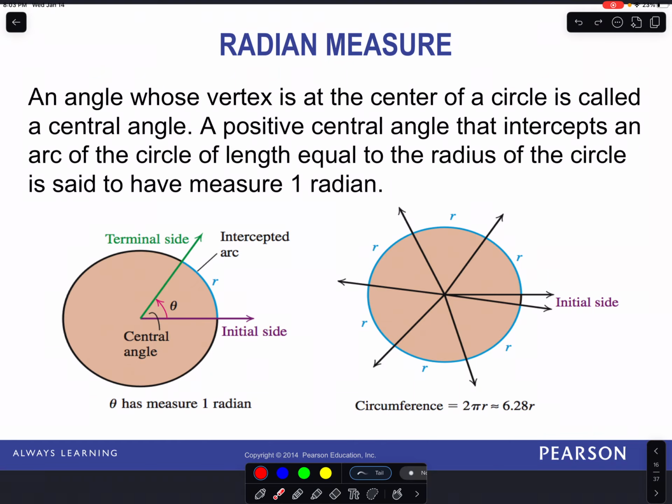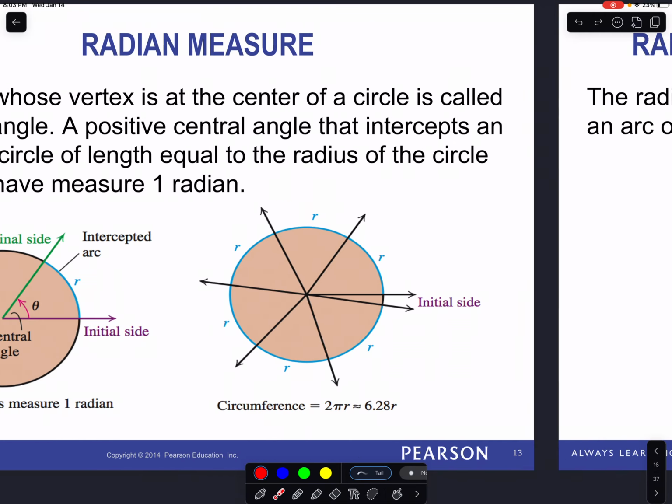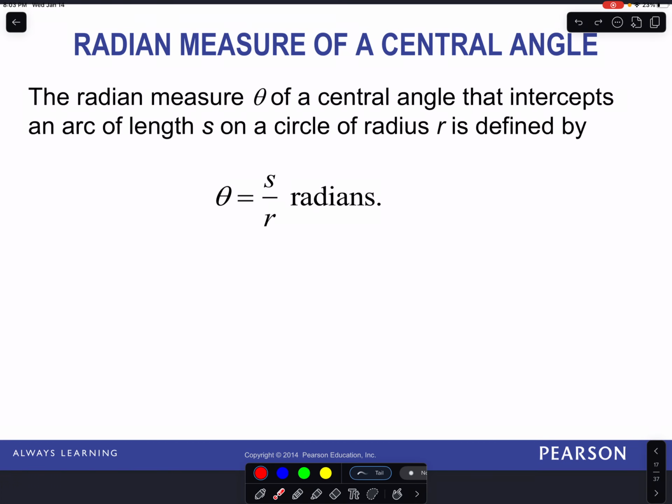Okay. So the radian measure theta of a central angle that intercepts an arc of length s on a circle is defined by this. Theta equals s over r radians. The way I remember this one, I tend to do s equals r theta. So the arc length equals our radius times our theta. What you see in purple is how I commit that to memory.